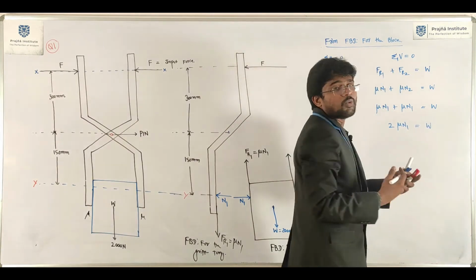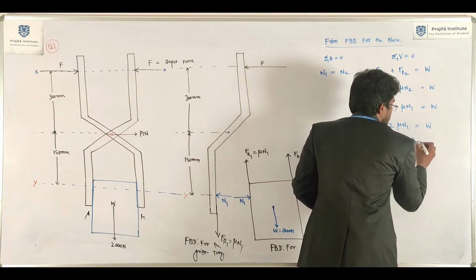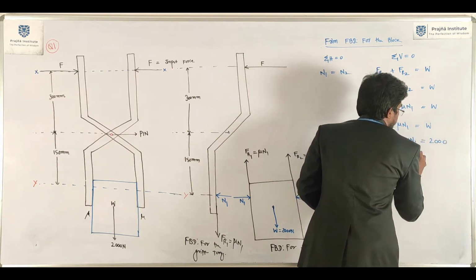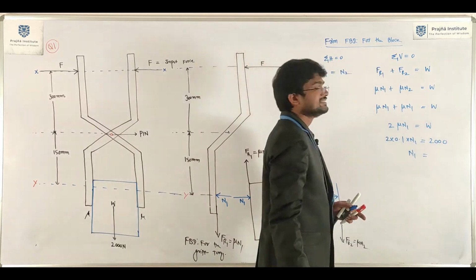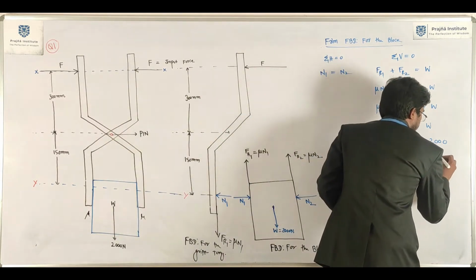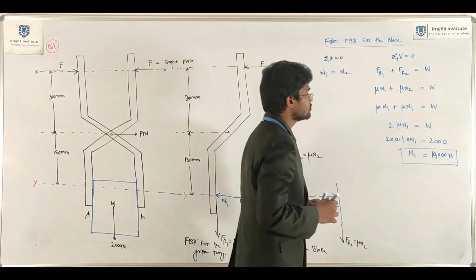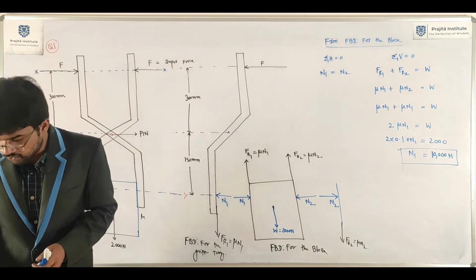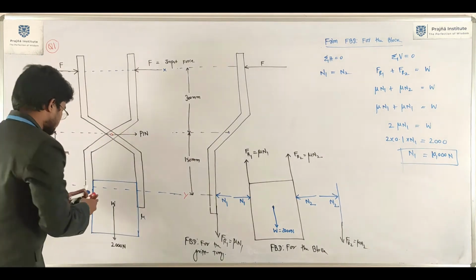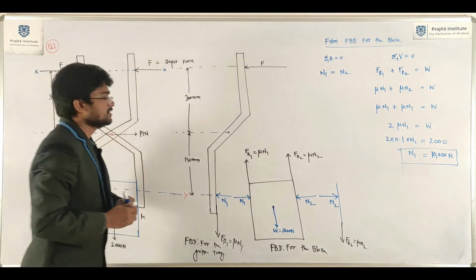What is mu here? 2 into 0.1 into N1 equals 2000, so N1 equals 10,000. You will get it. Correct now? N1 is equal to 10,000 Newton. Mu equals 0.1, so mu equal to 0.1 is given.